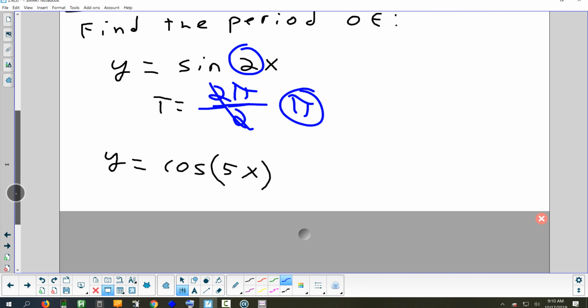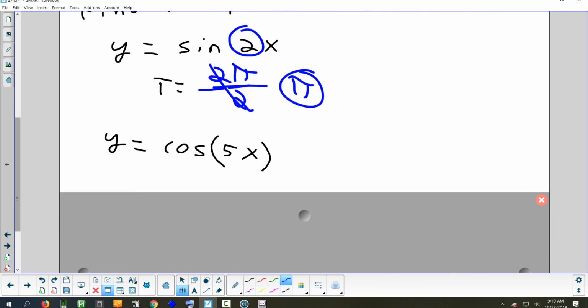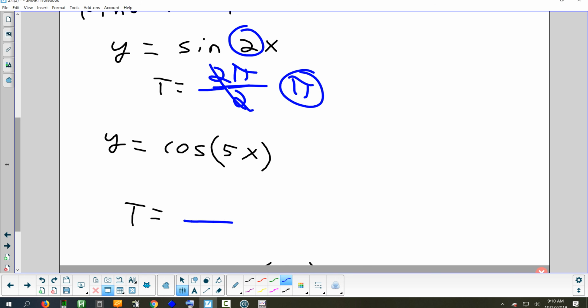Let's try this one. What should happen here? Is this graph going to compress or stretch? Compress. More or less than the last problem? More. So now I'm expecting an even smaller number. Okay? Even smaller. So let's find the period.